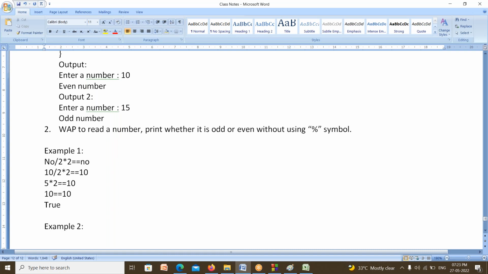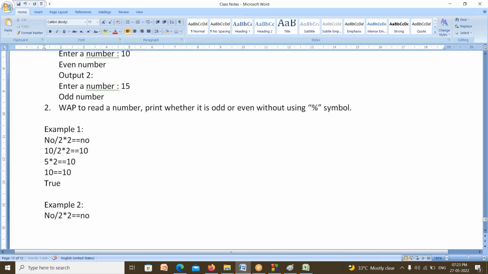I will give example 2. Number by 2 into 2 equal to number. Now take an odd number, means 7 or 5, anyone. Now I am taking 5. 5 by 2 into 2 equal to 5. Now, what is the result of 5 by 2? Tell me. How much? What is the result?